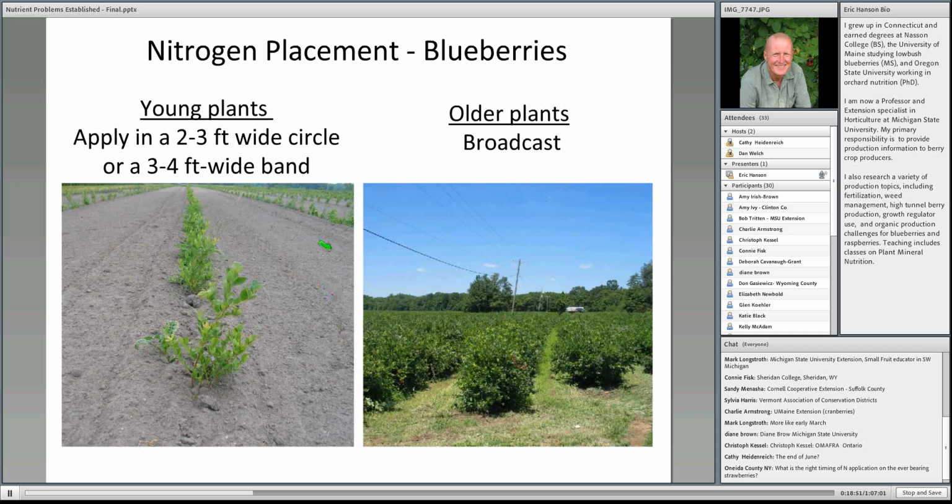As the bushes mature, you can imagine that the root system of these old bushes probably intertwines in between the rows. So here, I don't think you get much advantage from banding any fertilizer within the row, and it's certainly easier to just broadcast fertilizer in older established plantings.